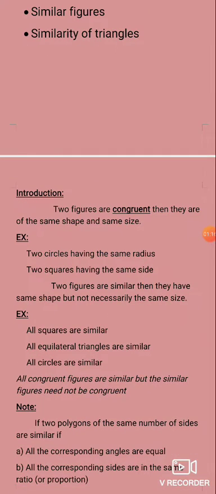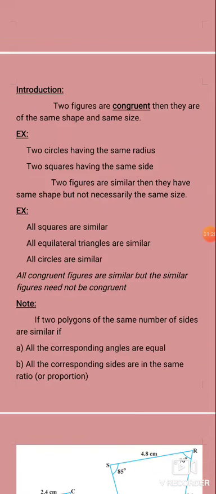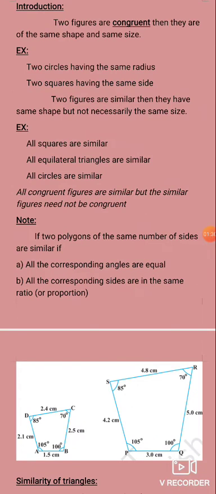Next, two polygons with the same number of sides are similar if, first, all the corresponding angles are equal, and second, all the corresponding sides are in the same ratio or in the same proportion. Now listen carefully to this polygon. A four-sided polygon is a quadrilateral. In quadrilaterals ABCD and PQRS, angle A is equal to angle P, angle B is equal to angle Q, angle C is equal to angle R, angle D is equal to angle S.